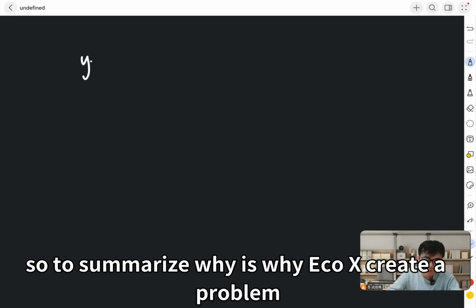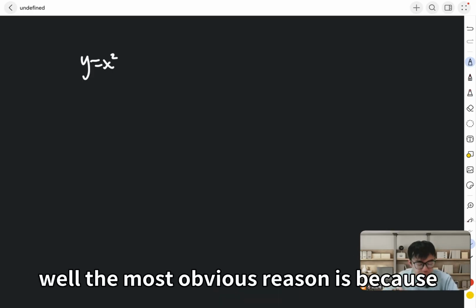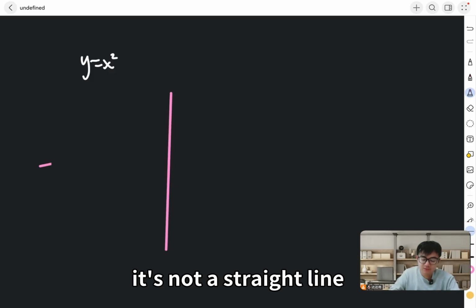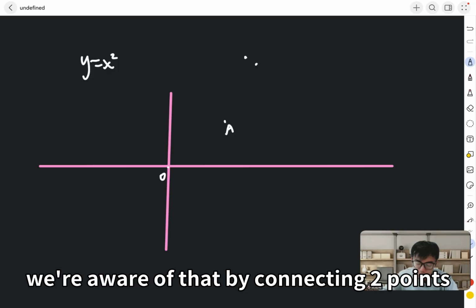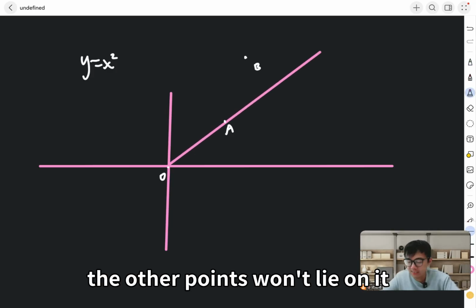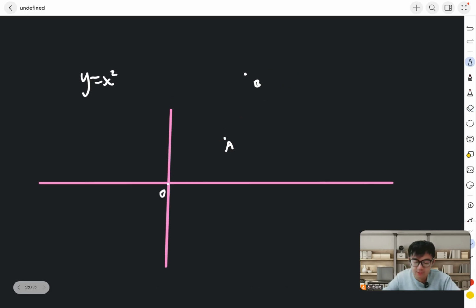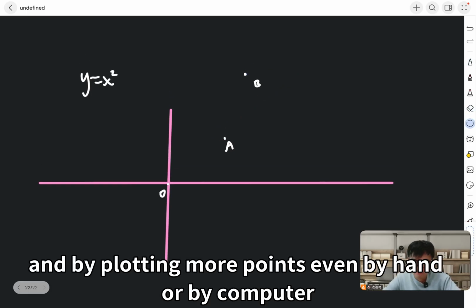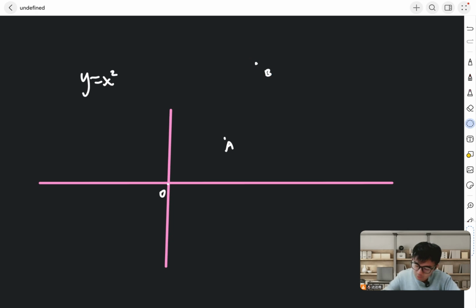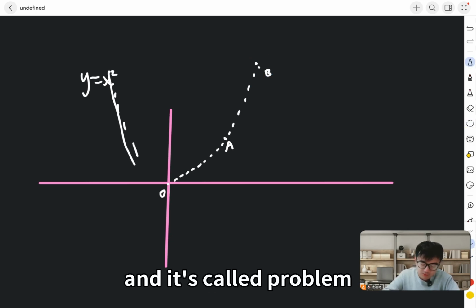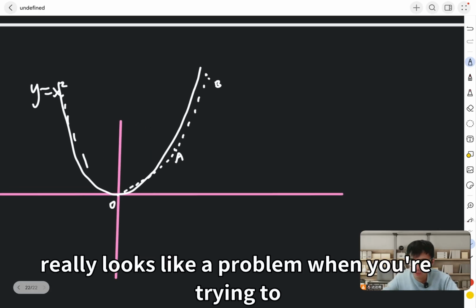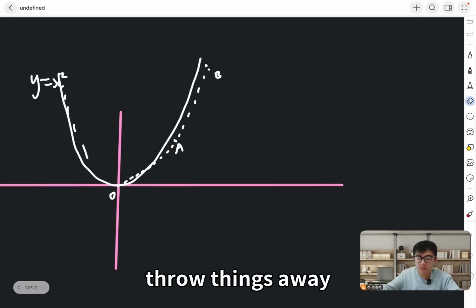So to summarize, why is y equals x squared a parabola? Well, the most obvious reason is that it's not a straight line. By plotting 3 more points, we're aware that if we connect 2 points, the other points won't lie on it, so it's not a straight line. And by plotting more points, even by hand or by computer, we can see clearly that it's a curved shape, and it's called a parabola, because it really looks like the path of a thrown object.